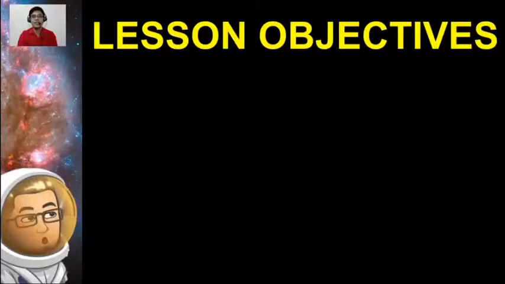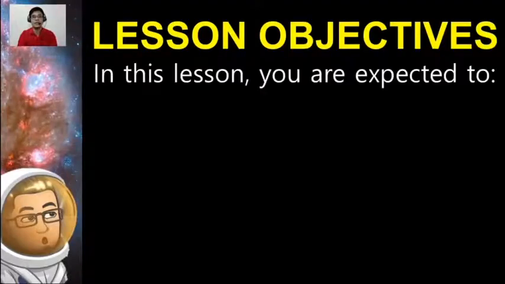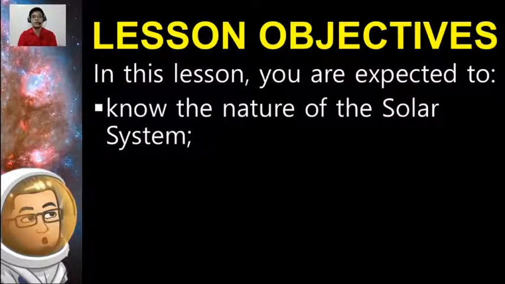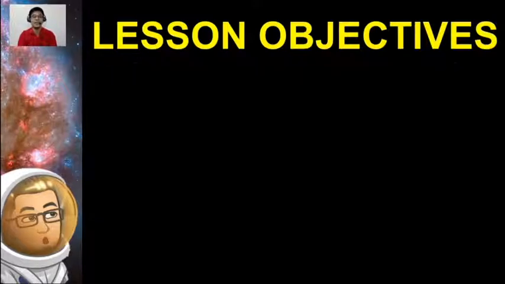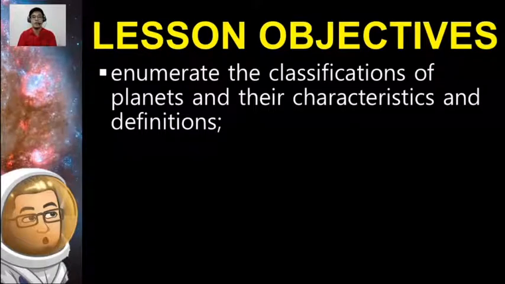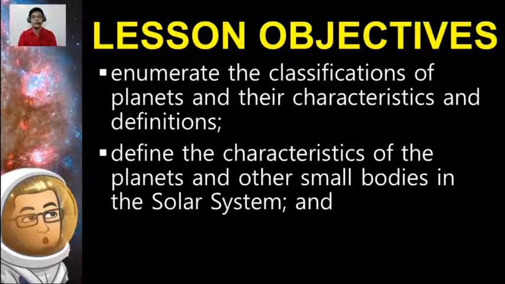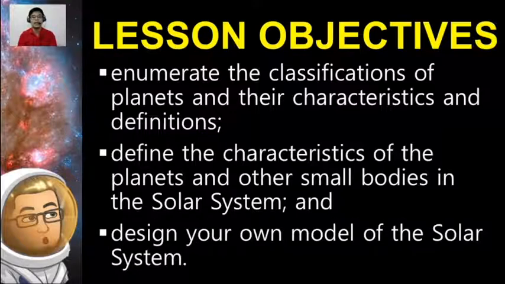Let us have first the different lesson objectives. So in this lesson, you are expected to know the nature of the solar system. Second is to know the main definitions for an object to be considered a true planet. Third is to enumerate the classification of planets and their characteristics and definitions. Fourth is to define the characteristics of the planets and other small bodies in the solar system. And last is to design your own model of the solar system.